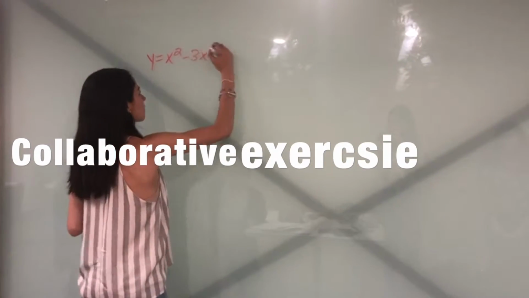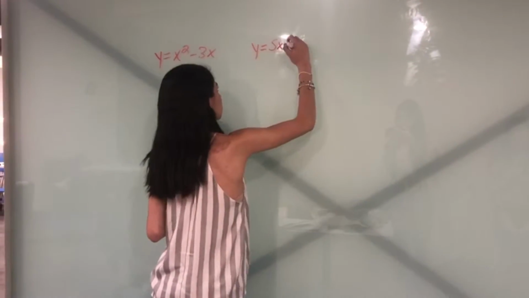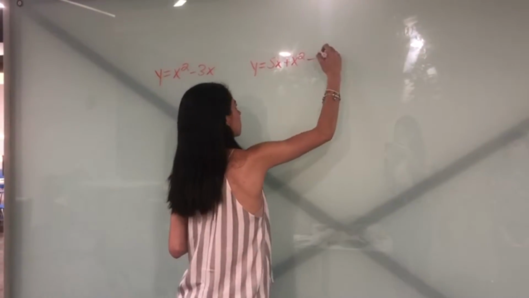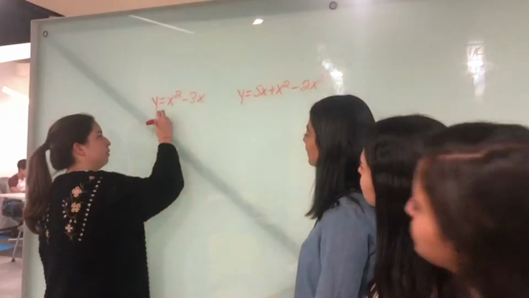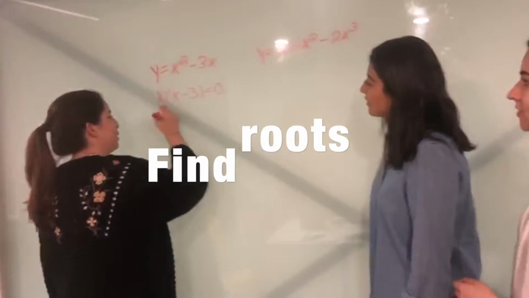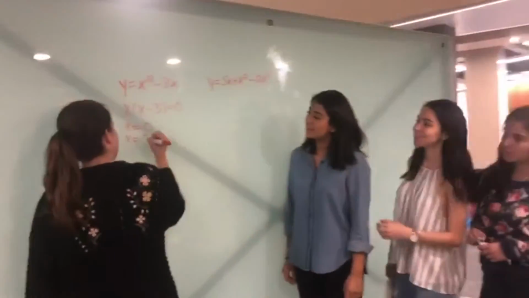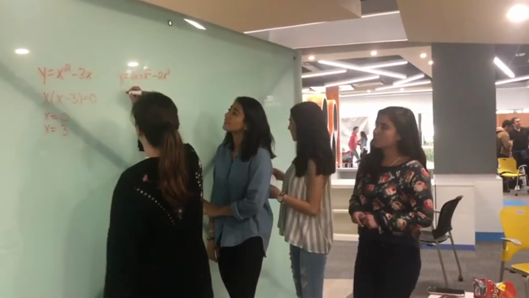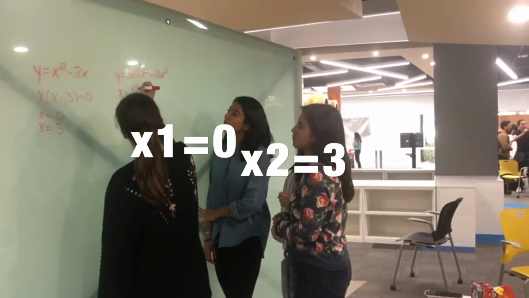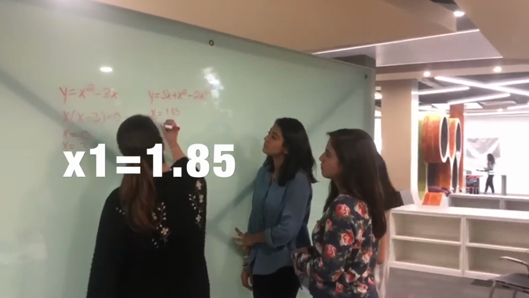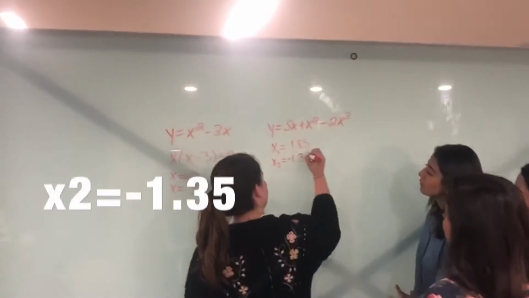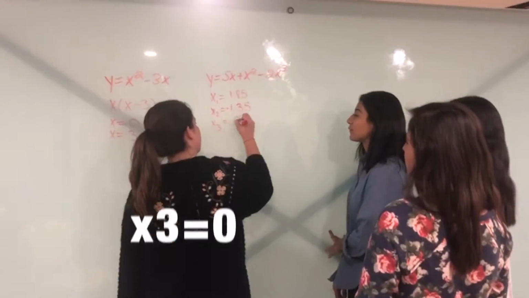Now, we will do the next example, one that we will be answering in collaborative work. First, we needed to calculate the roots of both functions in order to graph them. From the first one, we obtained that 0 and 3 were the roots. From the second one, we obtained that 1.85, -1.35 and 0 were the roots.